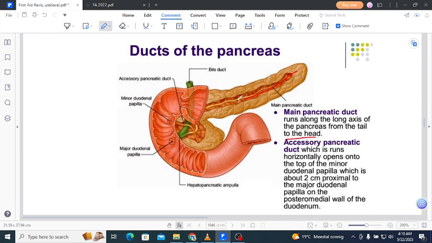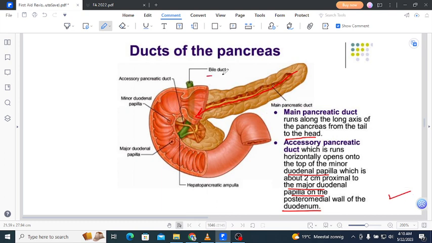It is running from the tail all the way to the head of the pancreas. This whole thing, along with the uncinate process, is the head of the pancreas. Then the accessory pancreatic duct runs horizontally and opens into the top of the minor duodenal papilla, which is about 2 cm proximal to the major duodenal papilla on the posteromedial wall of the duodenum.